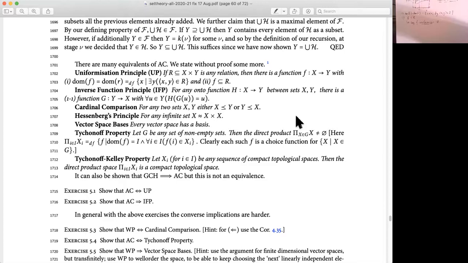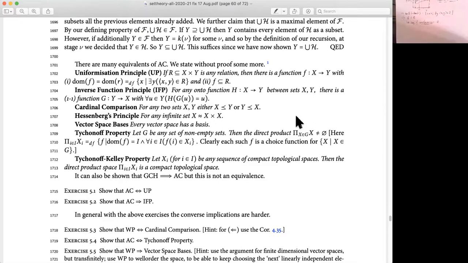Every vector space has a basis. You might think, oh, we proved that in first year. But actually, if you've got an infinite dimensional vector space, you need an axiom to say that there's a basis. And there are various other principles down there, which we'll leave you to look at.